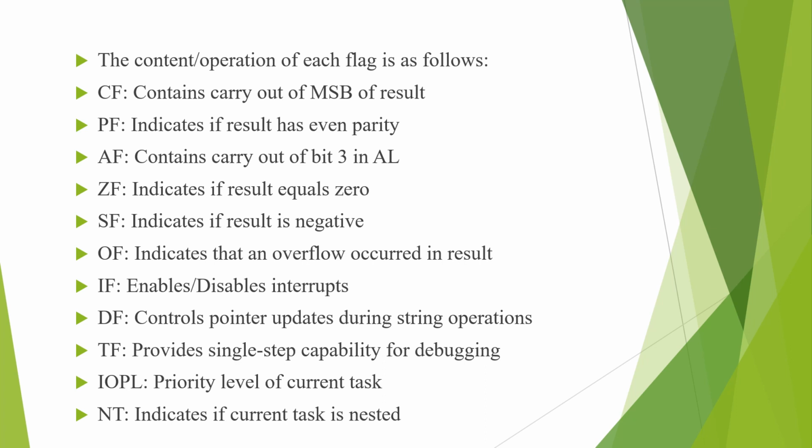IF is the interrupt flag; it enables or disables the interrupt. DF is the direction flag. Whenever you are doing a string manipulation instruction, it will act as a pointer. TF is the trap flag. If you want to debug any program, you have to set breakpoints, and after executing every instruction, you can check the contents of a particular register or a memory location. IOPL is the priority level of the current task. Every task has some priority in the Pentium. NT is the nested task flag. If your tasks are nested, this flag is set.